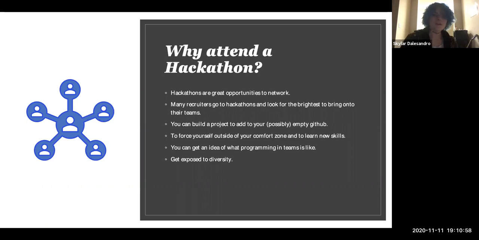You can also force yourself outside of your comfort zone and learn new skills, because while you're designing these things, you will need to learn. It's a great way to do that. You can get an idea of what programming in teams is like, which is really helpful for anything you're going to do, career-wise, in the future.